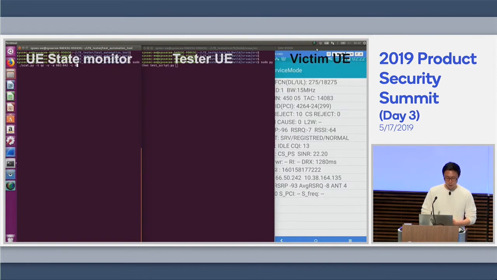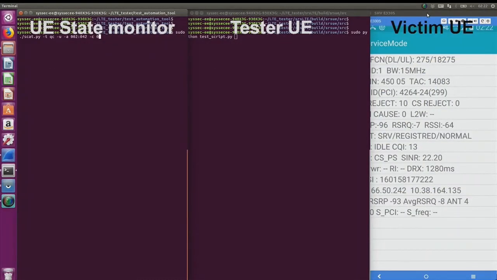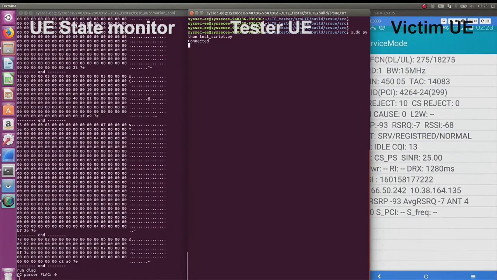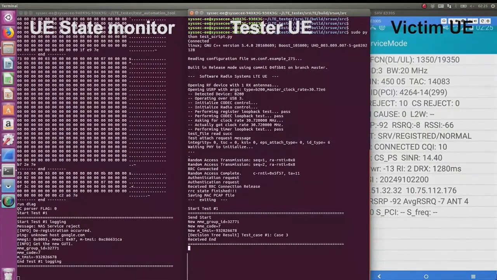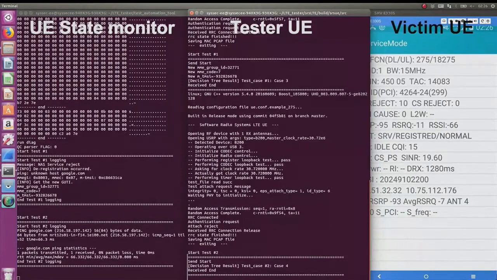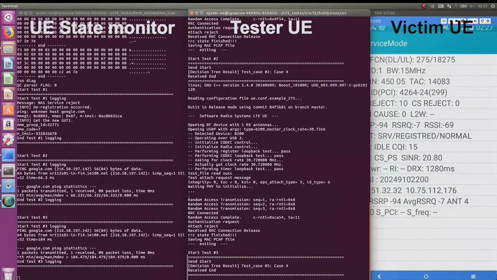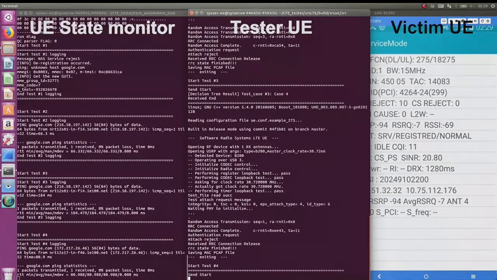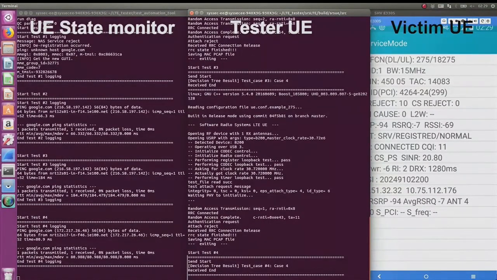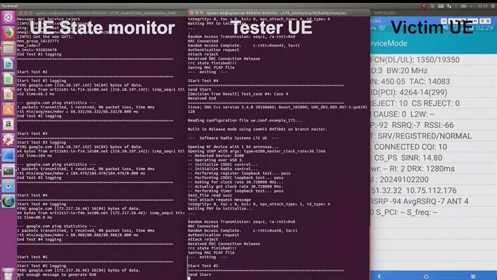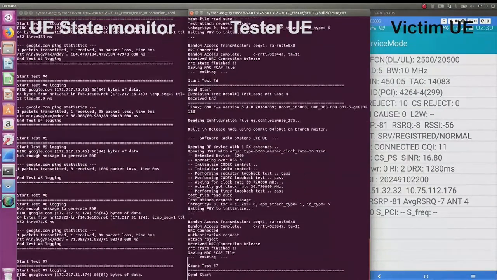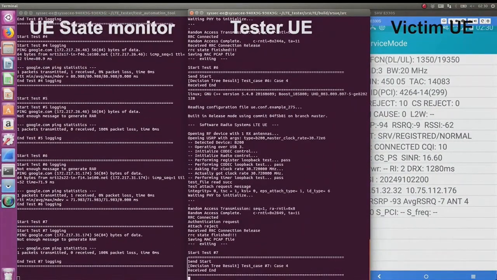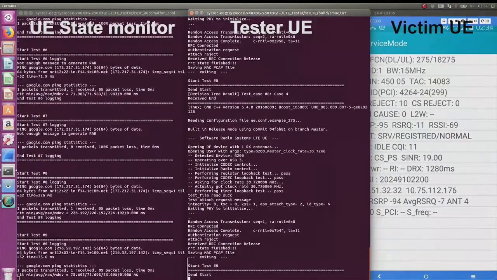So this is our testing demo. The left side is the UE state monitor, the tester UE is in the middle, and the victim UE's debug screen is on the right side. When we execute the test case, the UE state monitor checks the response from the operational network and checks the UE state changes. So our decision tree checks if it is a problematic case for each test case.